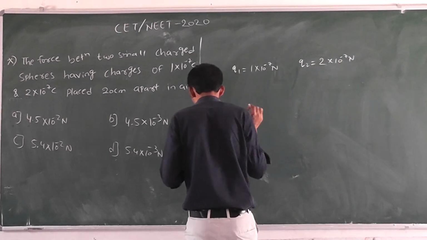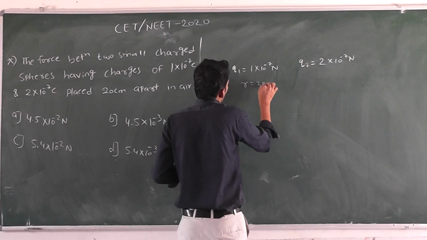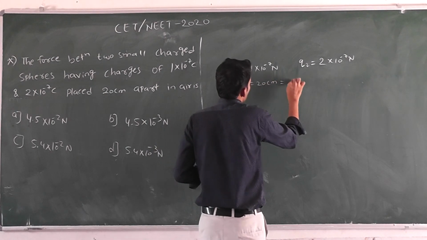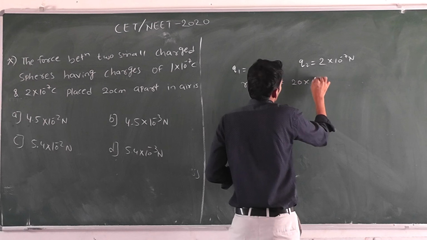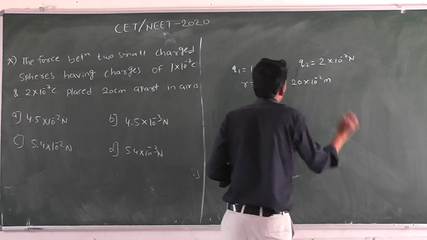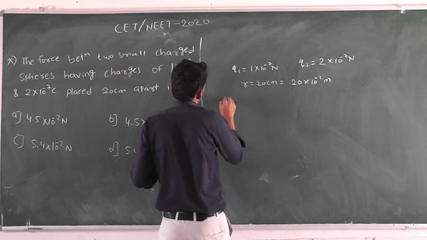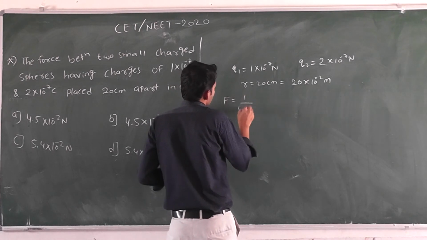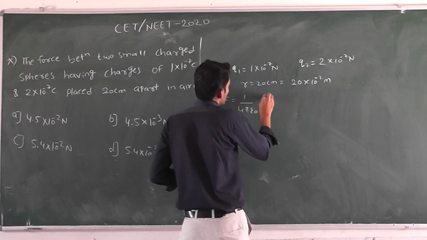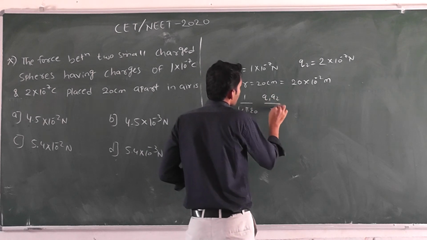So separation distance R, how much is given? 20 centimeter. Convert into meter: 20 into 10 to the power of minus 2 meter. So we are applying the Coulomb's law formula. What is Coulomb's law formula? 1 by 4 pi epsilon naught Q1 Q2 by R square.